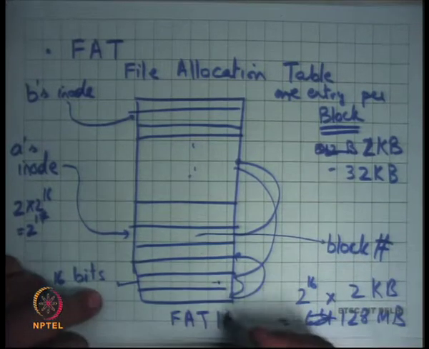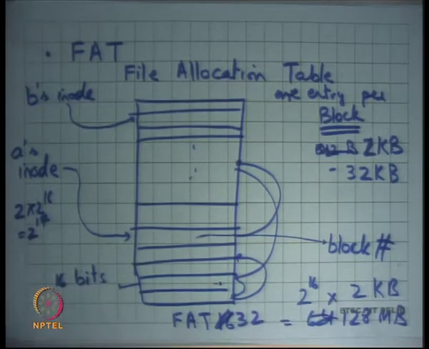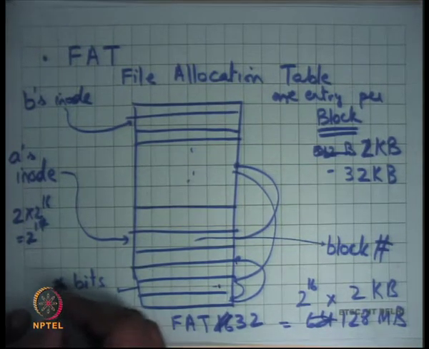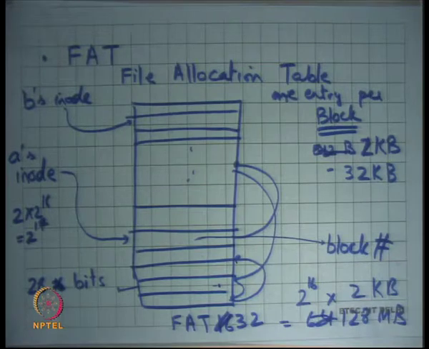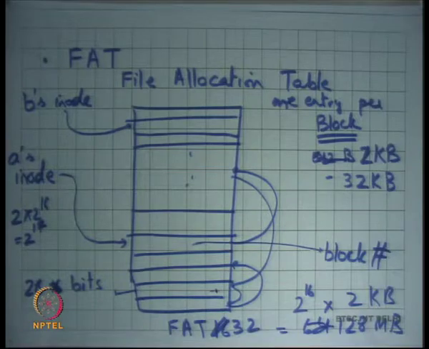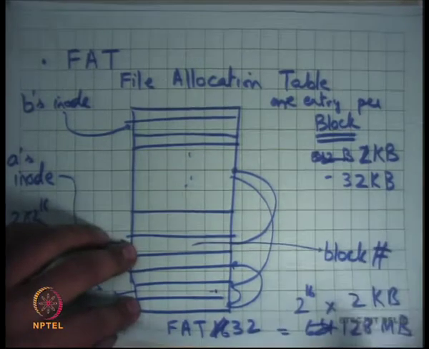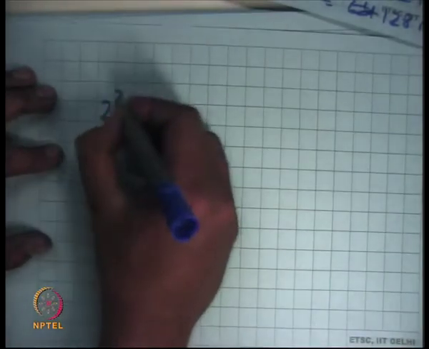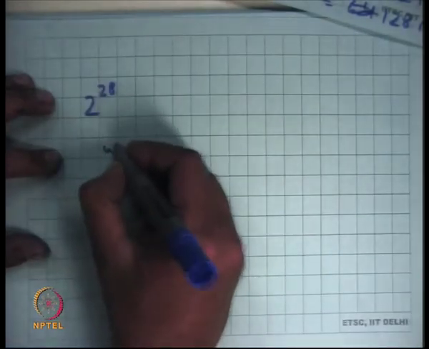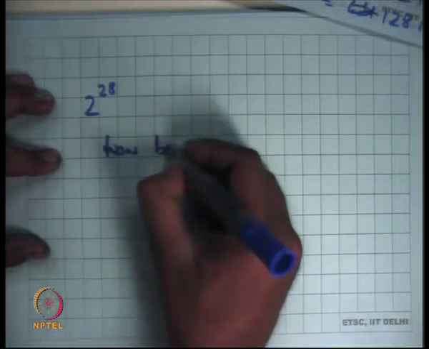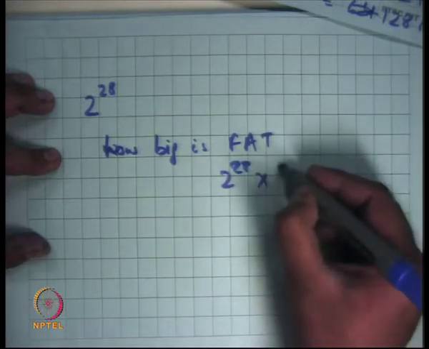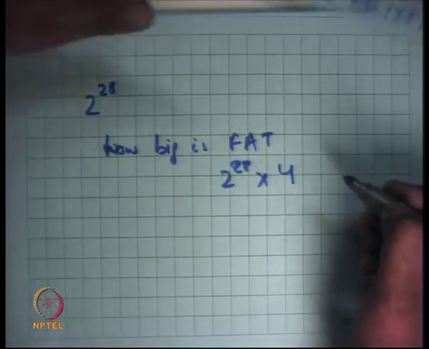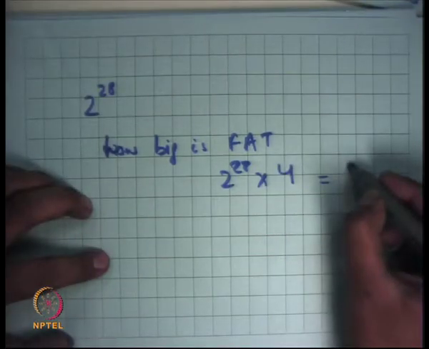So it was extended to what's called FAT32 today, and FAT32 had, instead of 16 bits, 28 bits for each entry, and it supported block sizes between 2 kilobytes and 32 kilobytes. Let's say you have 2 to the power 28 entries. How big is the FAT? 2 to the power 28 into 4, let's say each entry is 4 bytes. That's 1 gigabyte.